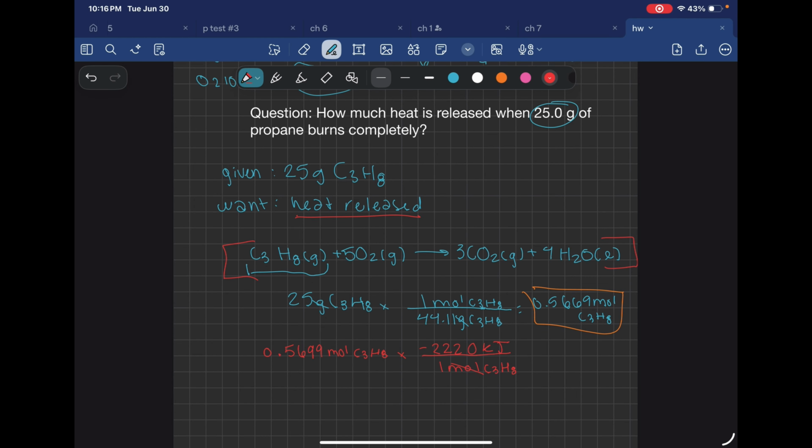So we cancel out the moles. And then from there, this equals negative 1258 kJ, because we're left with kJ here. We canceled out our moles, so we're left with kJ when we bring it on to our answer. And so that gives us our answer, because since we were looking for our heat release, kJ will symbolize our heat released.